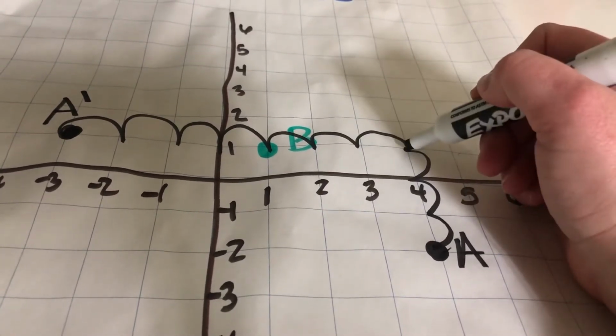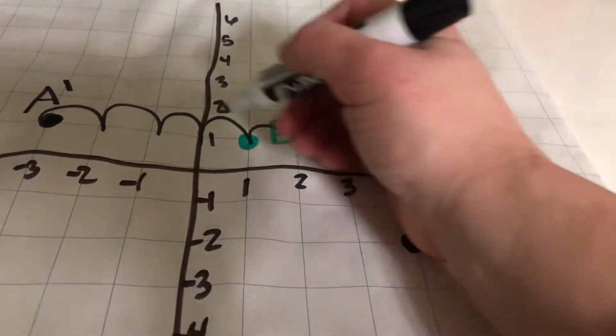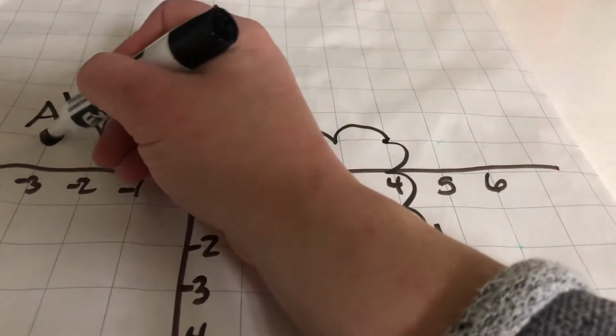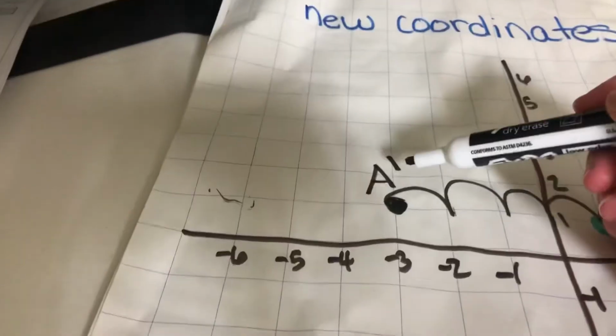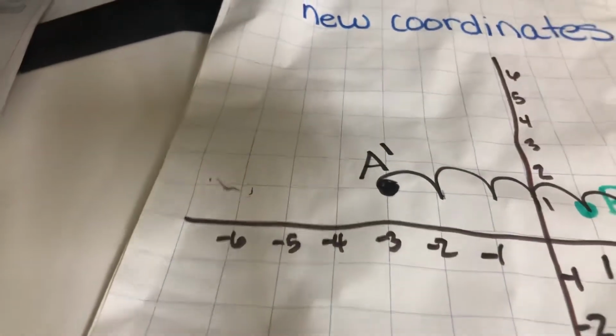And now I'm going to go left 7. 1, 2, 3, 4, 5, 6, 7. And there's my new point. And I've labeled it A1 because it is an image of A.